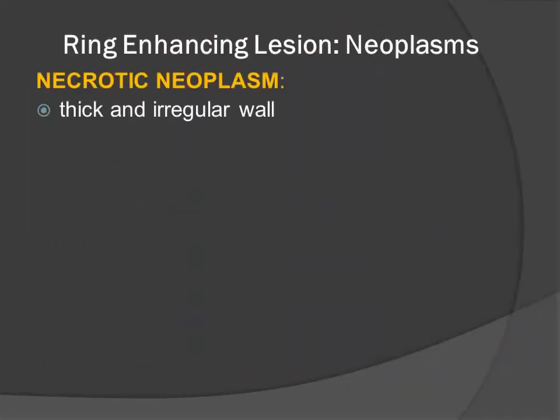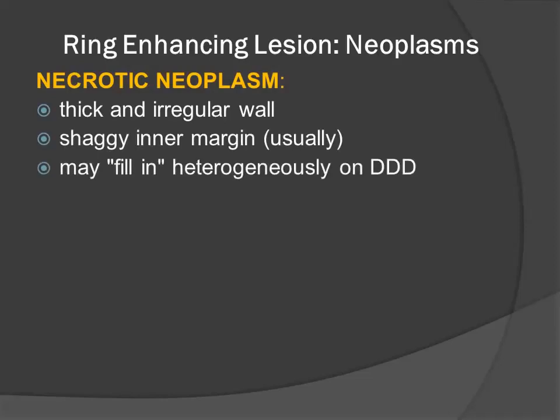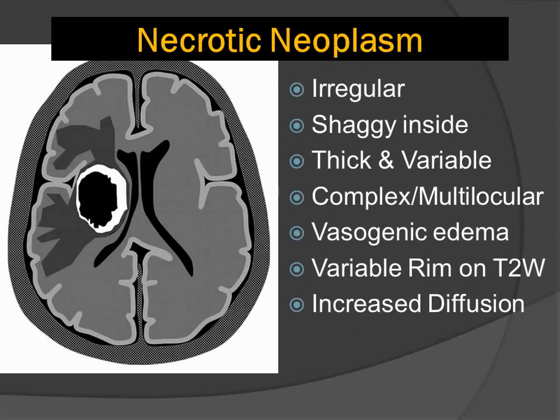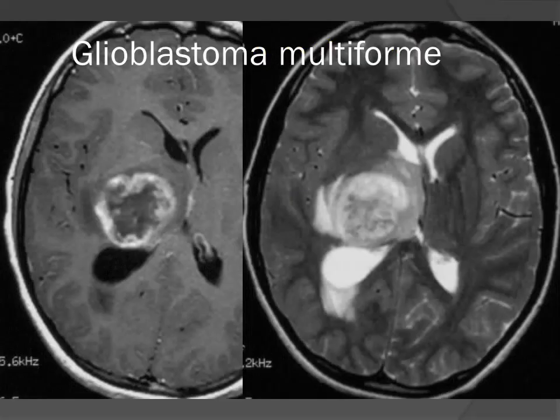When we have a neoplasm, a necrotic neoplasm, which is typically very high grade, will have a thick and irregular wall, a very shaggy inner margin, and if you do delayed scanning, you can oftentimes see heterogeneous fill-in within the center of the necrotic rim. So these are the characteristics we look for in a necrotic neoplasm: irregular, thick and variable wall, shaggy inner margin, complex shape, vasogenic edema, and the rim may or may not be hypointense on T2, and there typically is increased diffusion because of cell lysis and necrosis.